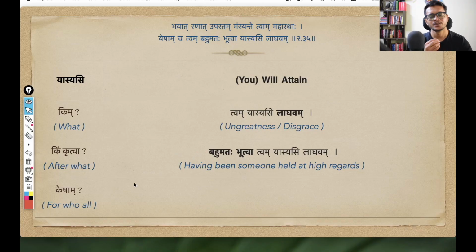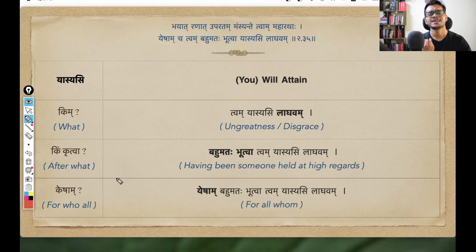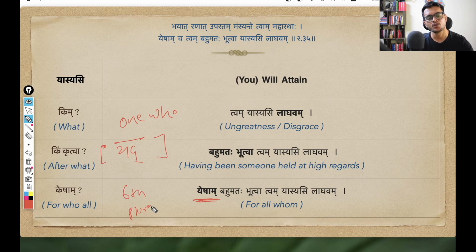That is it. And if we move on, we just have one more piece of information. Kesham, in regards to whom all. Yesham, for all whom. This is the Pratipadika yad in Pullinga Shashti Vibhakti Bahuvachanam. Yesham is the Shashti Vibhakti and Bahuvachanam form. So yad changes into yesham, for all whom. What Krishna is saying is, for all whom you were earlier held in high regard, now you will obtain ungreatness. That same set of people are going to think of you as a coward, and you will attain to ungreatness and disgrace. That is what Krishna is trying to say here.